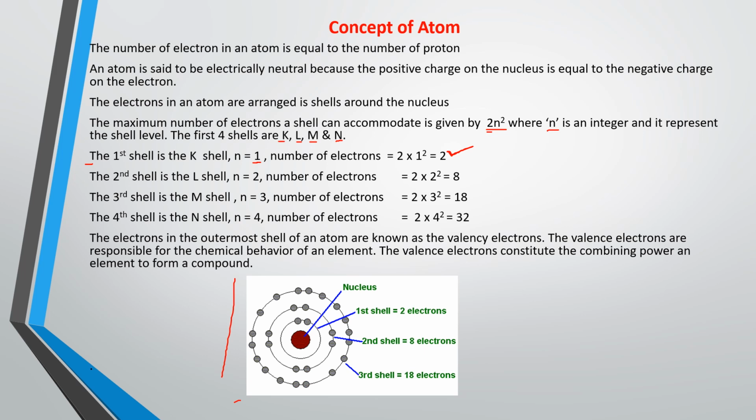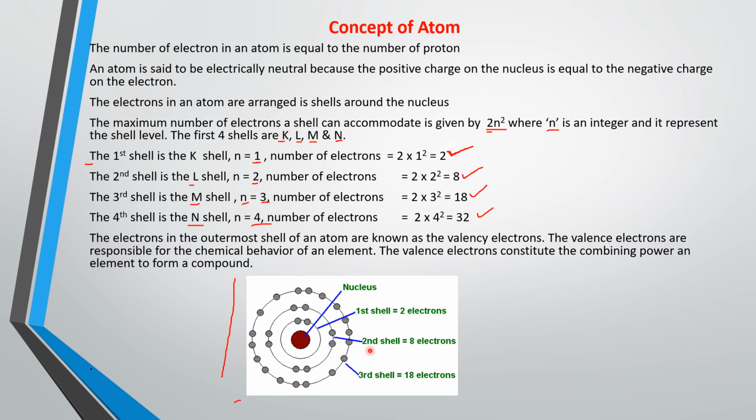Then the second shell, where n is equal to 2, which is the L shell, carries how many electrons? 8 electrons. Okay, so the second shell carries 8 electrons. Then the M shell, where n is equal to 3, carries 18 electrons. And then the fourth shell, which is the N shell, where n is equal to 4, carries 32 electrons. So this is how the electrons are distributed around the nucleus of an atom.